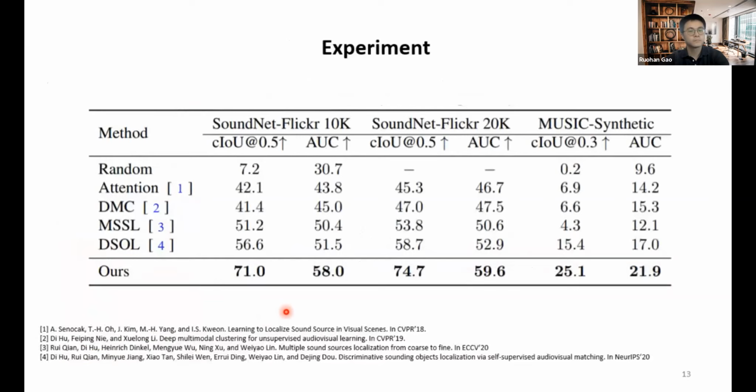We evaluate on two benchmarks. One is the SoundNet-Flickr dataset, and the other one is the Music-Synthetic dataset. The Flickr dataset is a wide-range dataset that contains different objects, and the Music-Synthetic dataset contains two sounding instruments and two non-sounding instruments in the visual scenes. In both datasets, we outperform the state-of-the-art methods.